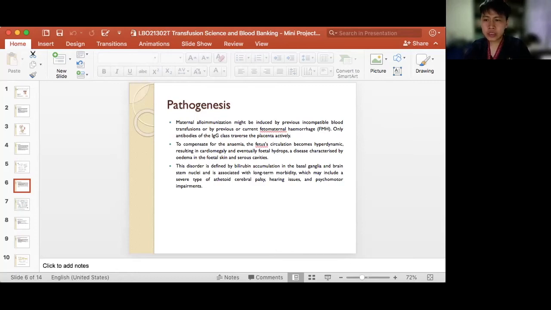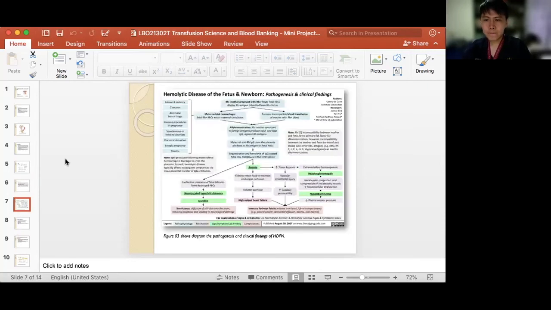This disorder is defined by bilirubin accumulation in the basal ganglia and brainstem nuclei, and is associated with long-term morbidity, which may include a severe type of athetoid cerebral palsy, hearing issues, and psychomotor impairments. Figure 3 here shows a diagram of the pathogenesis and clinical findings of HDN.